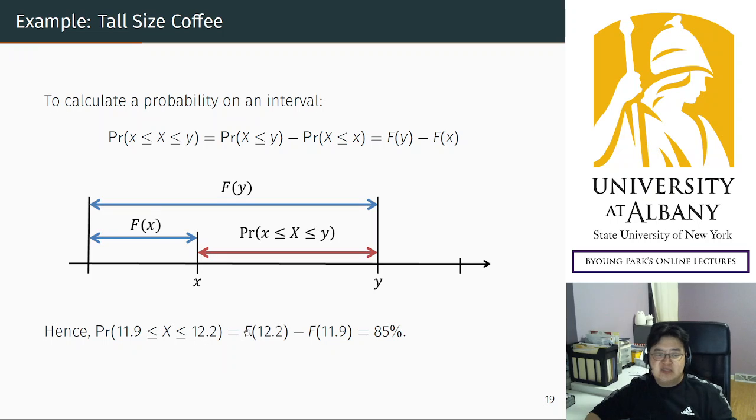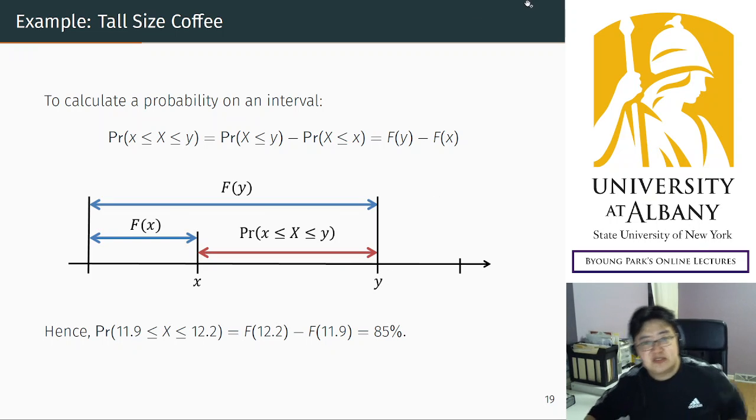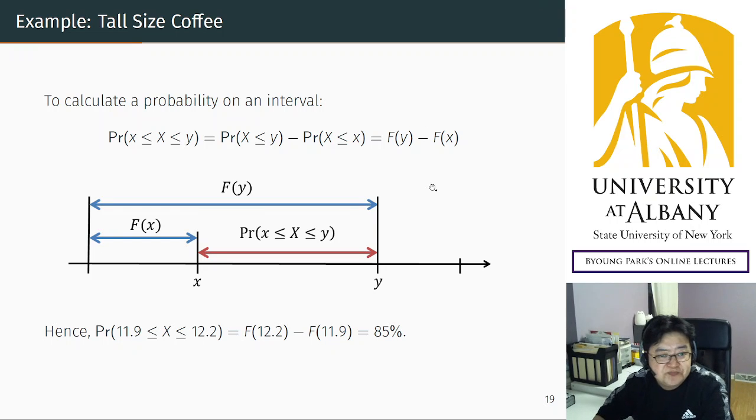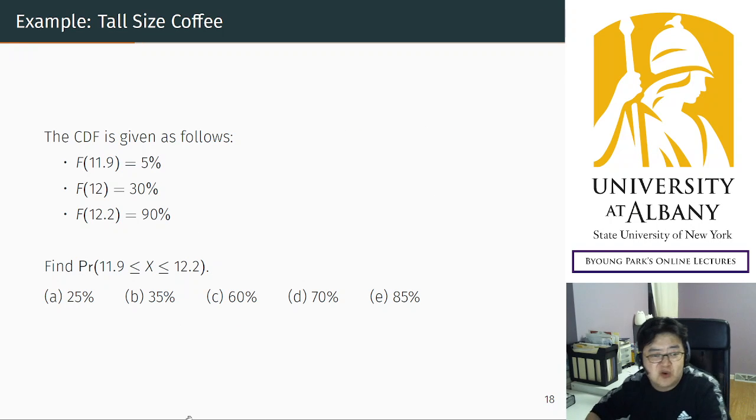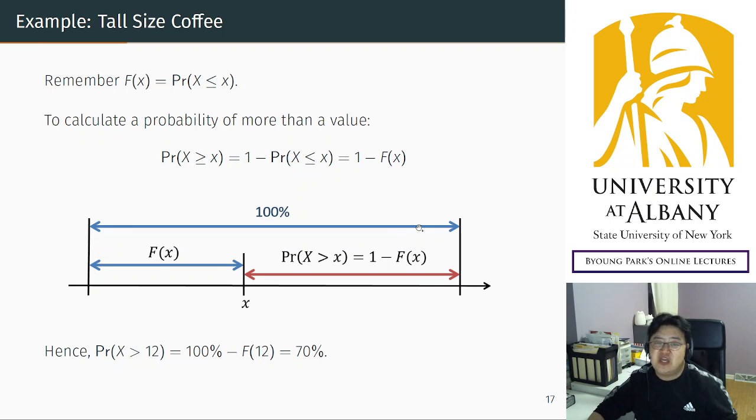But what we know is the length up to 12.2 and the length up to 11.9 from 0. So their difference will give you the length in between those 2 points, which is 85%. This is how we use the CDF. As you can see, I only gave you 2 examples, but that's almost all you need.